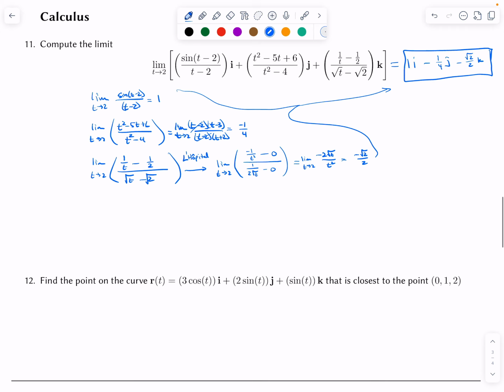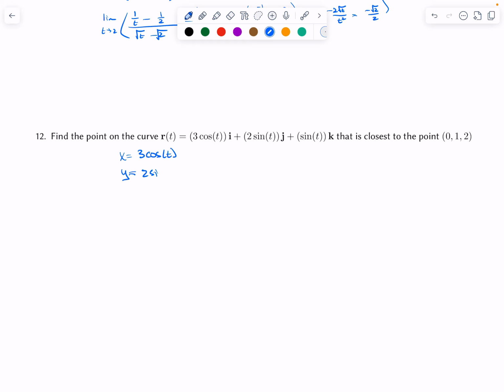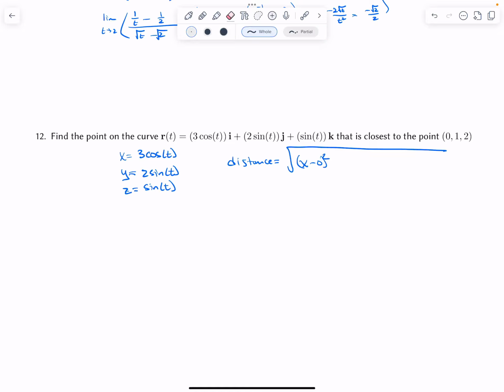All right, final thing. Find the point on the curve that is closest to this point. Okay, so once again, we've got this situation where x is 3 cosine of t, y is 2 sine of t, and z is sine of t. You know the distance formula. It's going to be the square root of x minus 0 squared. I'm doing the distance between x, y, z, and the point that's given there. And then y minus 1 squared, z minus 2 squared.